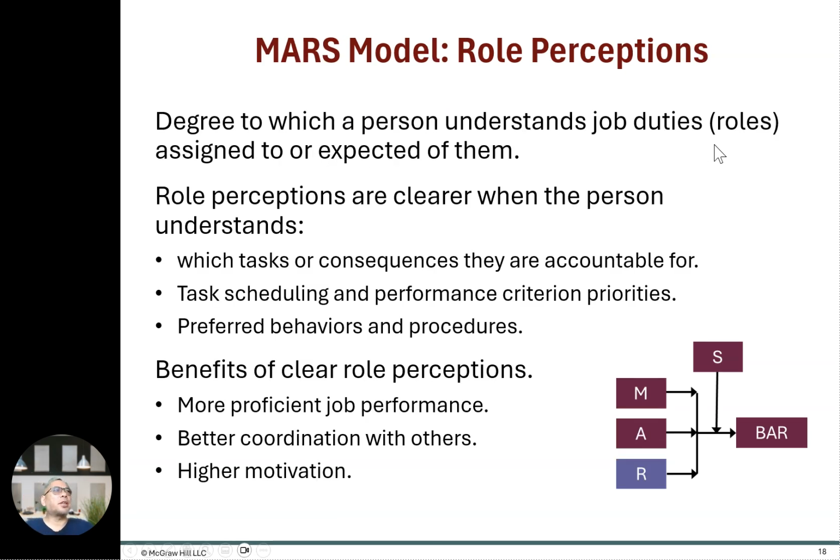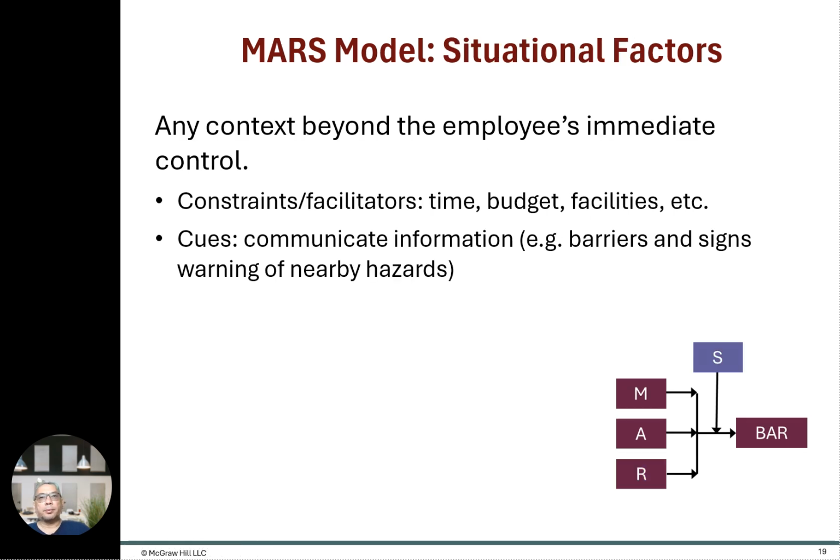Role perceptions are the degree to which a person understands the job assigned or expected of them. Role perceptions are clearer when a person understands which tasks they are accountable for, and task scheduling and performance in terms of priorities and preferred behavior, such as procedures. The benefits of clear role perceptions include more efficient job performance, better coordination with others, as well as higher motivation. Situational factors: any context in terms of immediate access, such as constraints, time, budget, and necessities, and cues, information such as barriers, warnings, and nearby hazards.